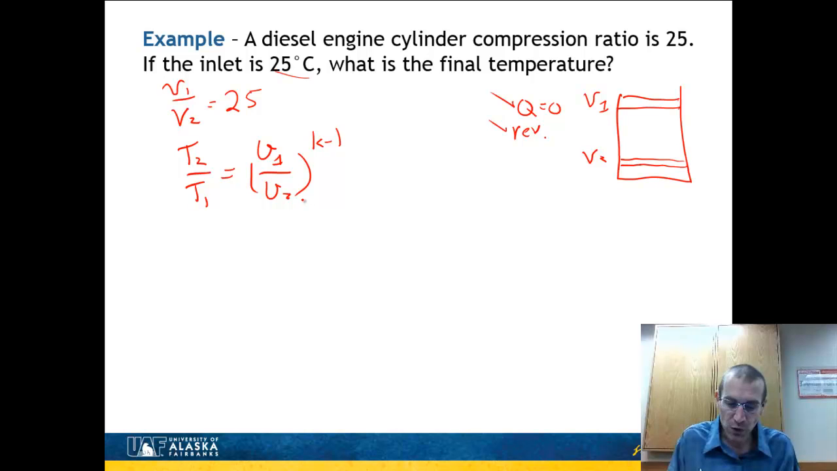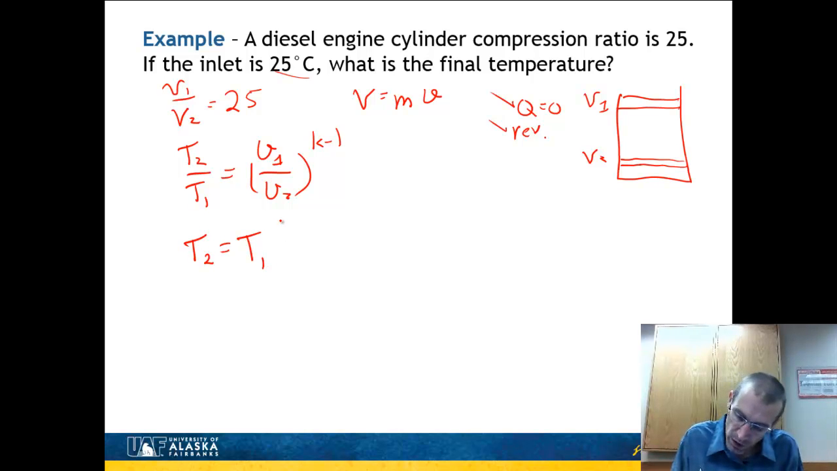So I'm going to use this relation, and I've got this in specific volumes. This is in total volumes, but remember that the total volume is just m times v, and if I was to put that in, the masses are going to cancel out. So let's use this value of 25 in here. It's just fine. So now I'm going to solve for T2. T2 is equal to T1 times V1 over V2 to the k minus 1.